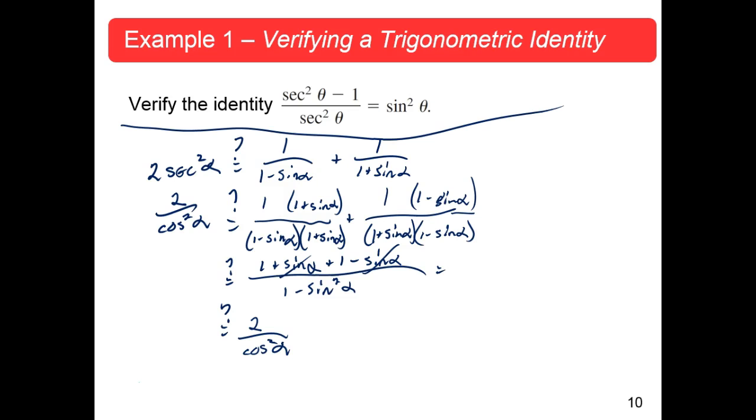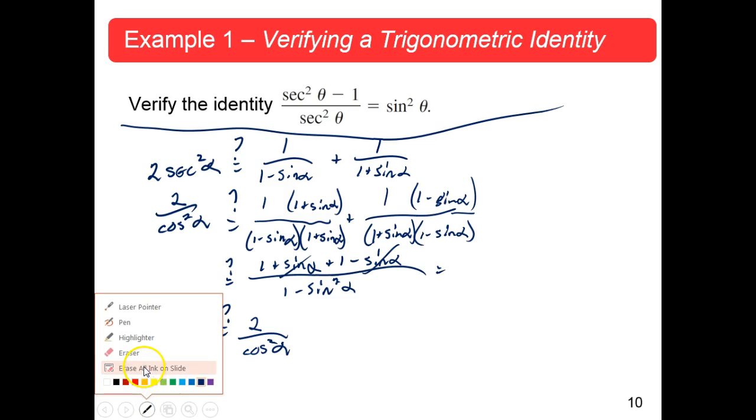Okay? We just verified it. They did it slightly differently, but they both work. There is a checkpoint. Highly recommend you do that one. Okay? Ready for example 3?